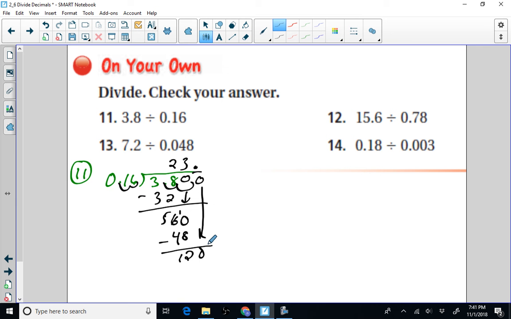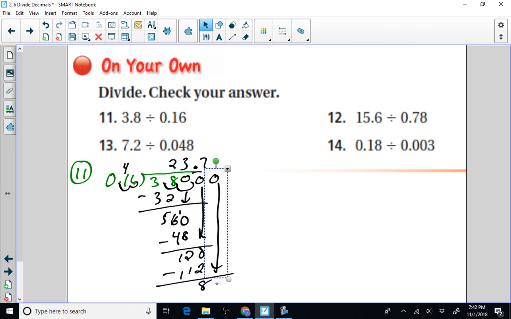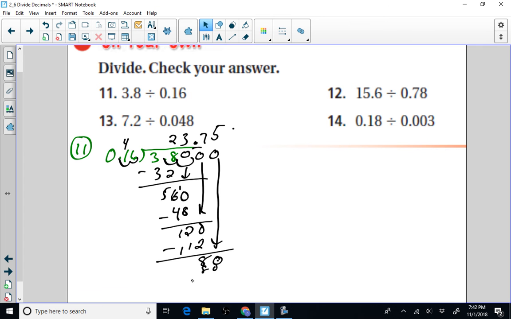16 goes into 120. Let's see. 16 times 8 would be 128, so that's going to be a 7. 7 times 6 is 42. Carry the 4. 7 times 1 is 7, plus 4 is 11. Subtract, I get 8. I'm going to have to add another 0 and bring that 0 down. And then 16 goes in 80 5 times. 5 times 16 is 80. And then I'm going to subtract, and that's going to give me 0.